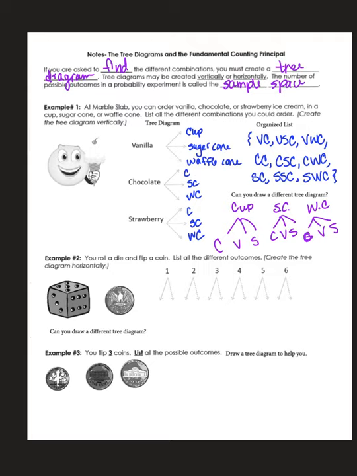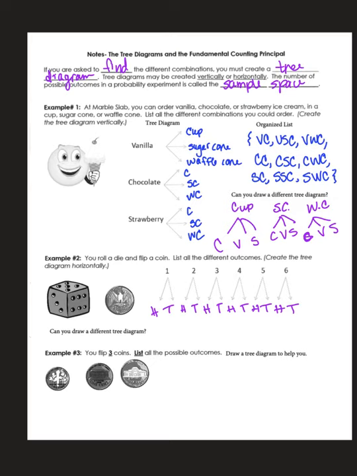Okay, now let's say that I roll a dice and flip a coin. List all the different outcomes. So I can roll the dice and I can get a 1, 2, 3, 4, 5, or 6. After I do that, I'm going to flip a coin. If I roll a 1, I'm now going to flip a coin and I can get heads or tails. If I roll a 2, when I flip the coin, I can get heads or tails, and so forth.